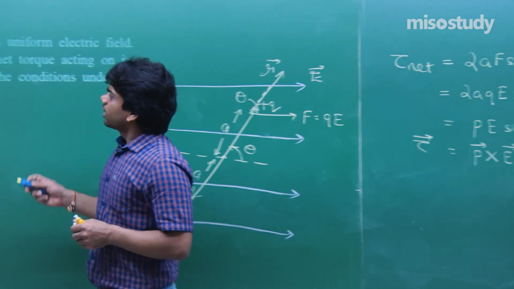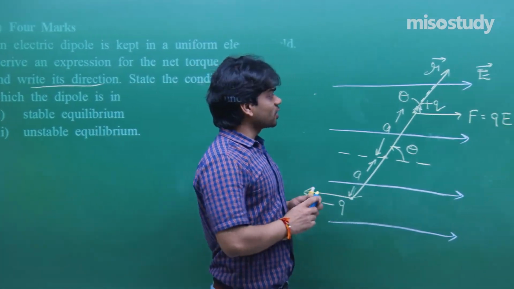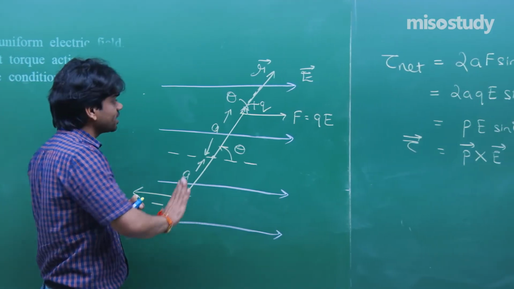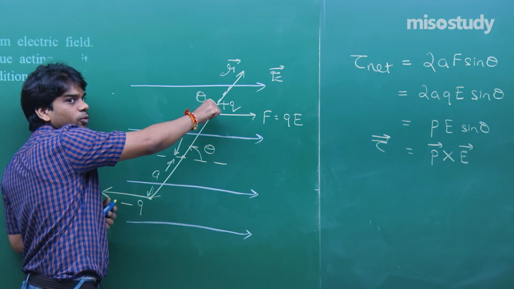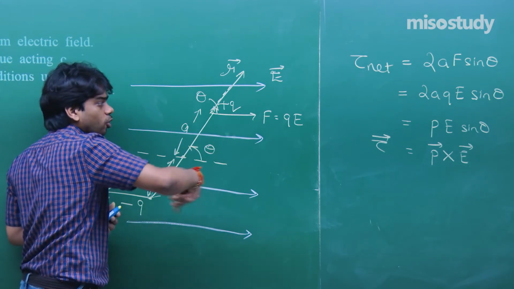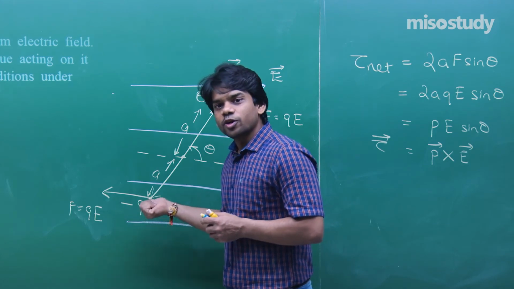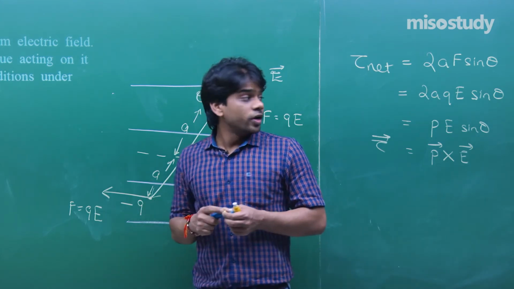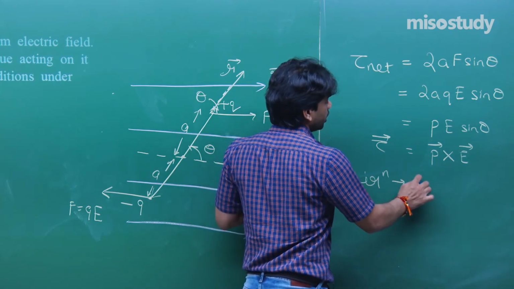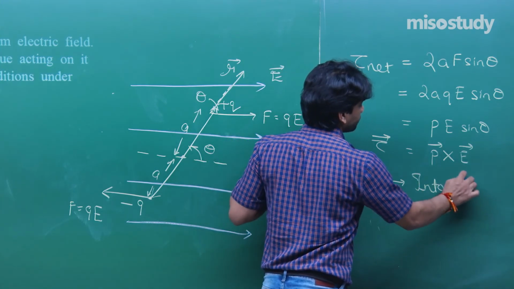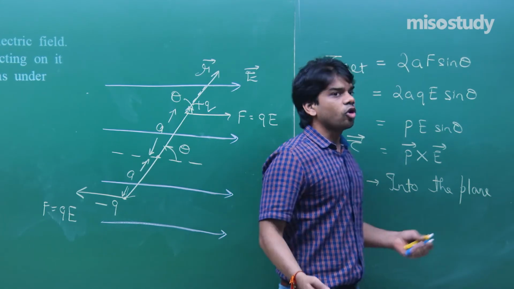State the conditions and write its direction. Torque direction: first of all, understand the sense of rotation is along this. When I see it, the direction is into the plane of the board, and its sense of rotation will be clockwise. Here also you can see the sense of rotation is clockwise, the direction is going into the plane of the board. So the direction you have to give is into the plane of the board. When you write in the copy, into the plane of paper.